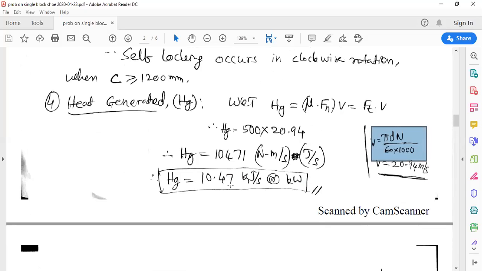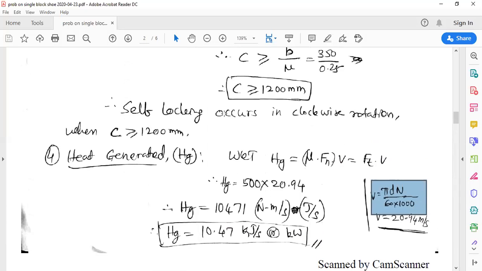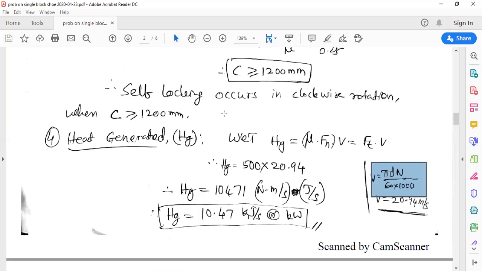So this is the problem on a single block brake. Just follow the procedure and solve some more problems. In the next session I will take one more problem on the block brake, or single block brake. Thank you.